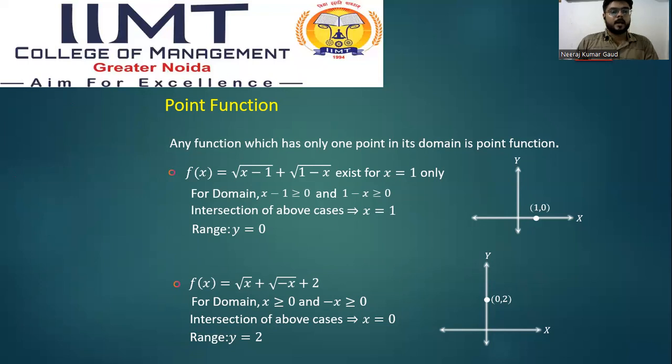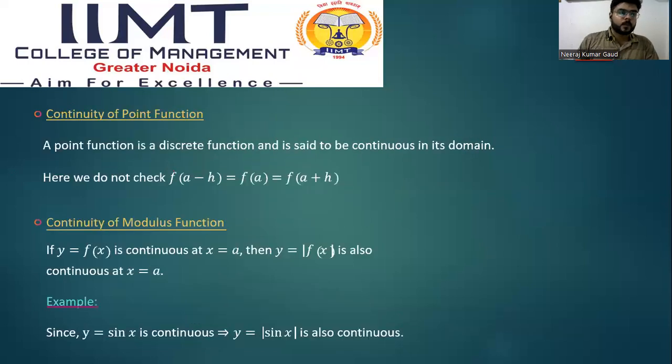Another example, f(x) is equal to square root of x plus square root of minus x plus 2 for domain x greater than or equal to 0 and minus x greater than or equal to 0. Intersection of above cases implies x is equal to 0 and range y is equal to 2. Continuity of a point function. A point function is a discrete function and is said to be continuous in its domain. Here we do not check f of a minus h equal to f of a equal to f of a plus h.